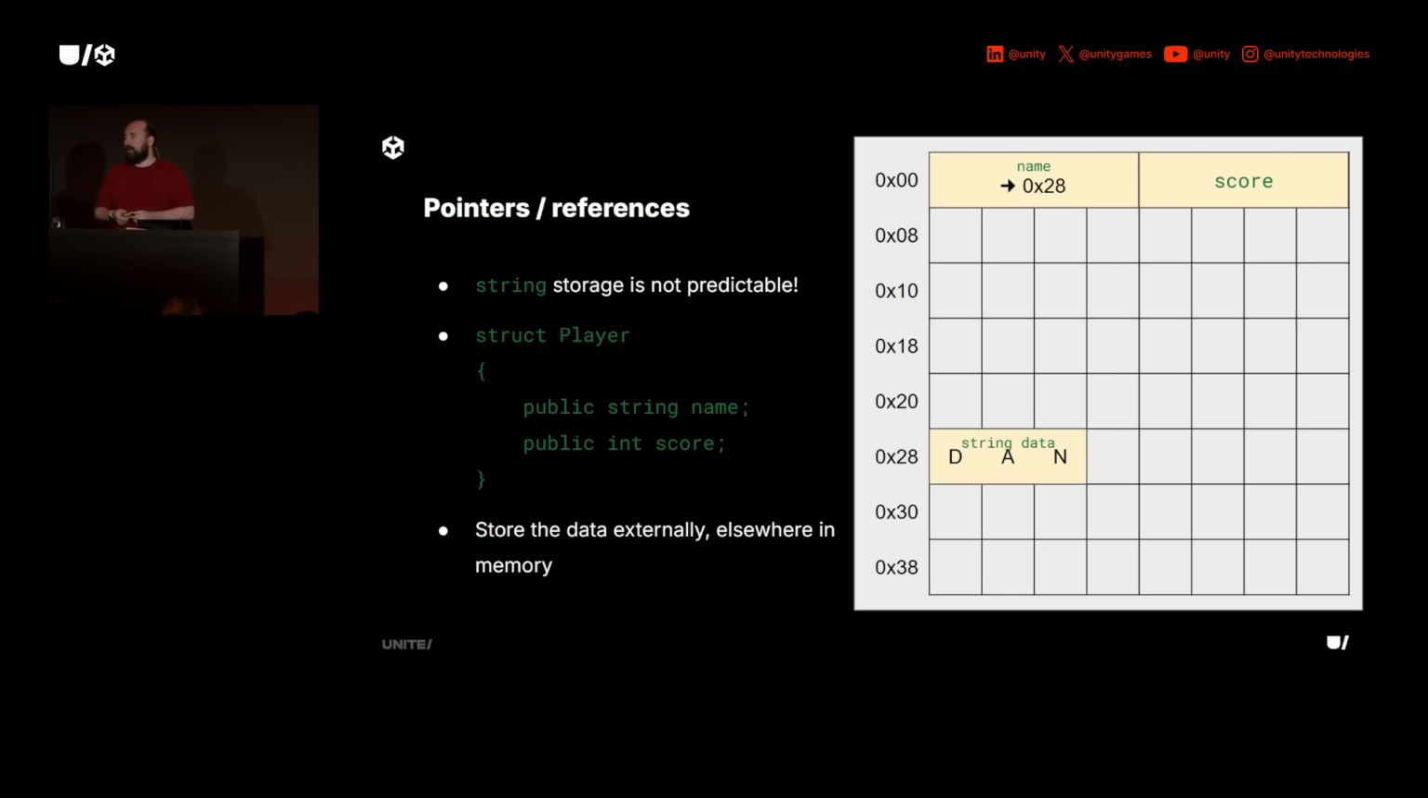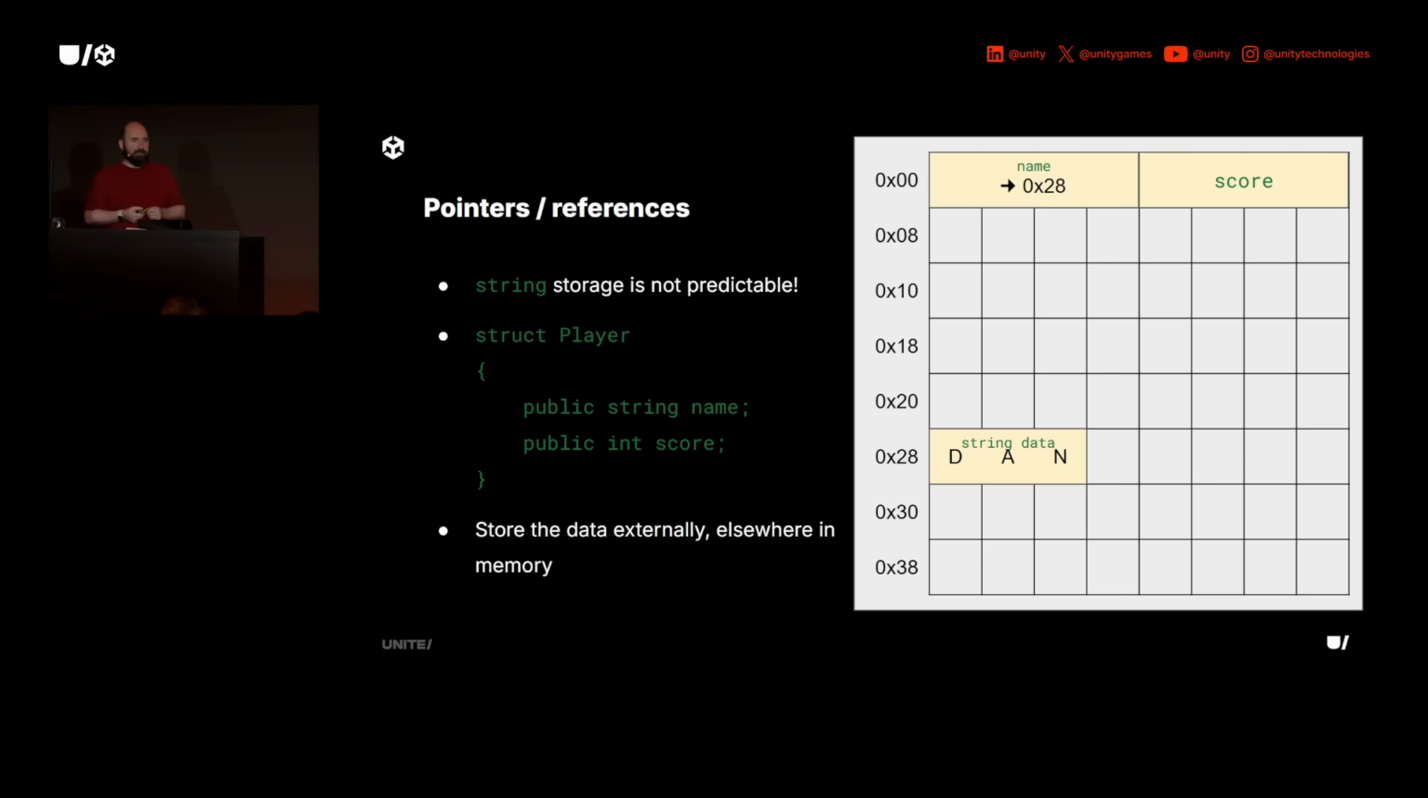The solution is to store the data elsewhere in memory and record the address we stored it at. This is called a pointer, and it allows us to resize or move the storage for the string data itself without it affecting anything else in our struct. You don't use pointers in C# often, but you do use their friendlier, simpler cousin, references.